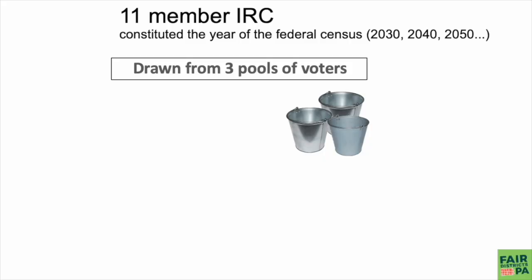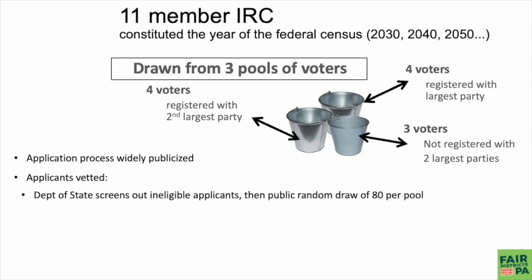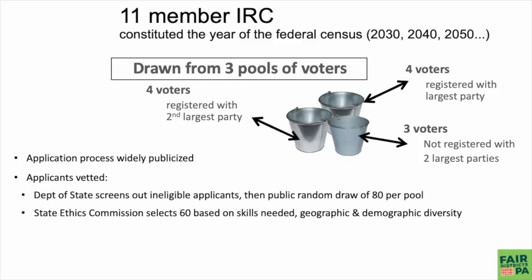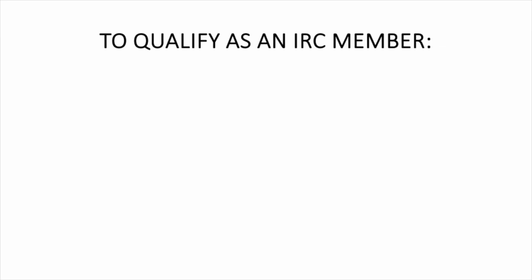Our bills propose a new way to handle the redistricting process, an independent citizens commission. And the obvious question is, how would that work? Well, it would include 11 members drawn from 3 pools of voters, 4 registered with the majority party, 4 with the minority party, and 3 voters not registered with a major party. The process for citizens to apply would be widely publicized, and the applicants then vetted to choose those who meet the specified qualifications. The Department of State would select and screen for eligible candidates and then randomly draw 80 of those from each pool. The State Ethics Commission would select 60, 20 from each pool, based on skills, geographic, and demographic diversity. The 4 chamber leaders can strike 2 from each pool, and then a random drawing picks 2 from each pool, and the 6 chosen then pick the last 5 to ensure overall skills and diversity of members.